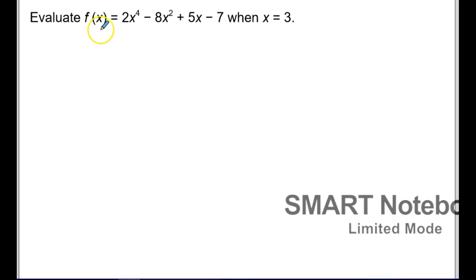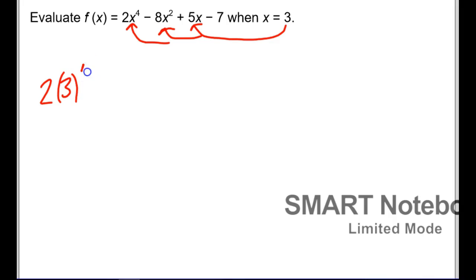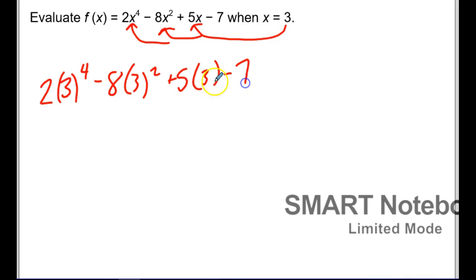So now we're going to evaluate these polynomial functions. Whenever you see evaluate, that's where you take the number that they give you and plug it in everywhere that you see an x, or the variable in the function. So let's just plug that in. So I've got 2. I'm evaluating when x equals 3. So I've got 3 to the 4th minus 8. And then there's an x, so 3 squared plus 5 times my x is 3 minus 7. One thing you'll notice that I will always do is whenever I'm evaluating or substituting anything in, you always want to use parentheses.